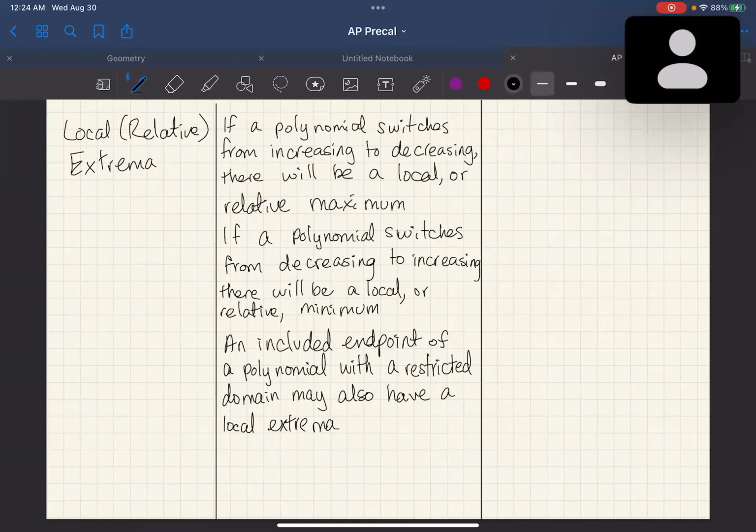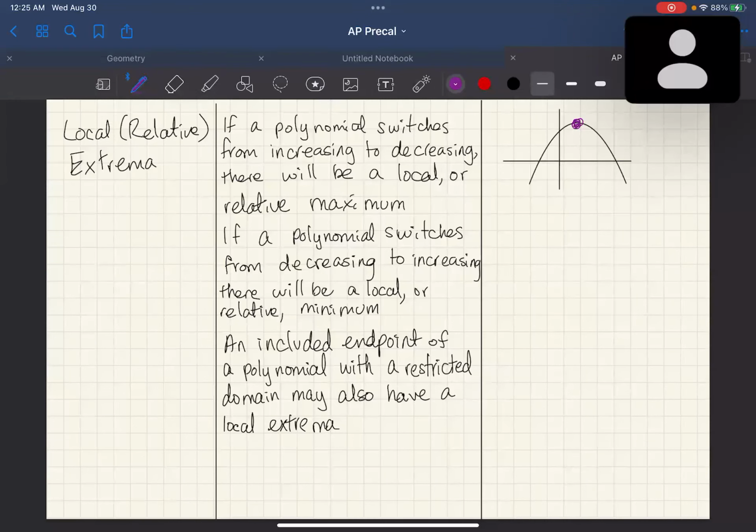Now I have local or relative extrema. You can see it either way. You might see it on the AP exam as local, or you might see it written as relative. The point is that it's going to be your maximums and minimums. So if a polynomial switches from increasing to decreasing, there will be a local or relative maximum. When I have that in a graph, the best one to use is a parabola. Those are the easiest ones to see. So I'm going from increasing to decreasing, and I would have my local maximum somewhere around there at the top.